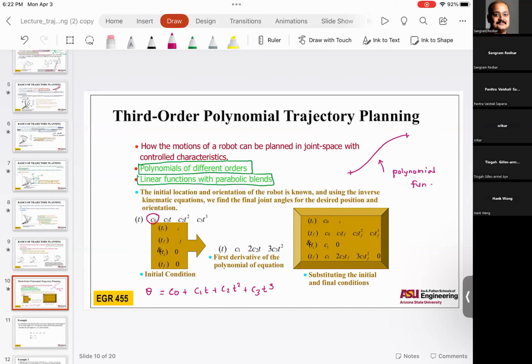So what you are going to do is take the derivative of this. So this will give you theta dot, and we substitute theta dot, so C0 becomes 0. You get C1 plus 2 C2t plus 3 C3t square. You can also add acceleration, theta double dot. Then you get 0, you get 0, you get 2 C2 plus you get 6 C3t.